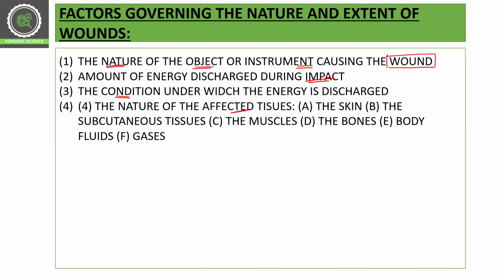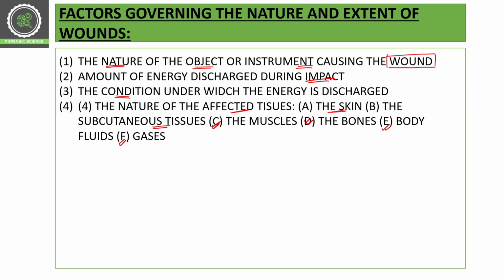We have categorization here: the skin, the subcutaneous tissue, which is just beneath our epithelial layer of tissue, then the muscles, then the bone, then the body fluids, and then gases. These are the affected areas. In the skin, different types of energy transfer will cause different wounds. Different types of weapons will cause different wounds. The subcutaneous tissue again will have different characteristic features.